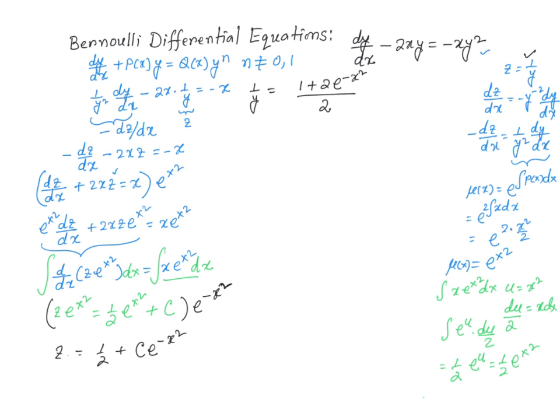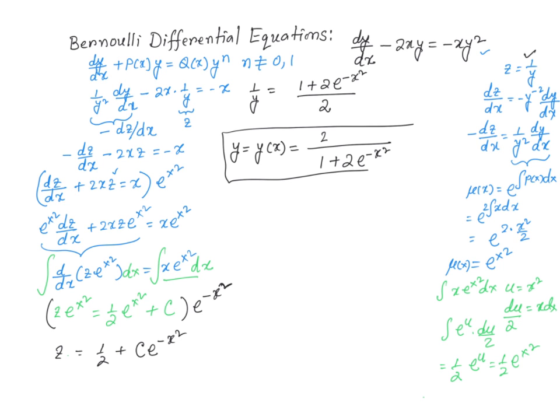Now, if I solve for y, I can just flip it, right? y is equal to y of x, and that is going to be equal to 2 over 1 plus 2c times e to the power negative x squared. And that is going to be your final answer or solution to this given differential equation. I hope that this discussion was helpful. Thank you very much.